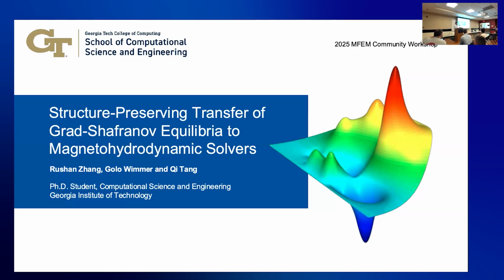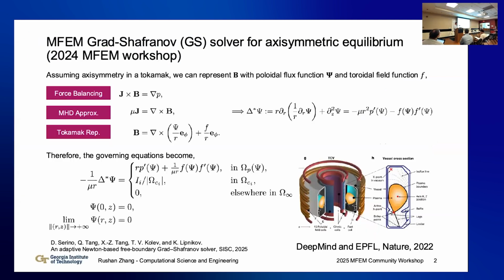I am here to talk about our latest work on structure preserving transfer of Grad-Shafranov equilibria to MHD solvers. Our work here is based on our work presented last year at the MFEM workshop by Qi, which is a GS solver for axisymmetric equilibrium. So first of all, I will talk a little bit about the GS solution.